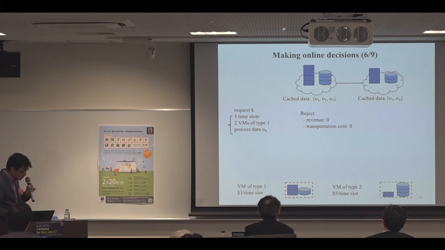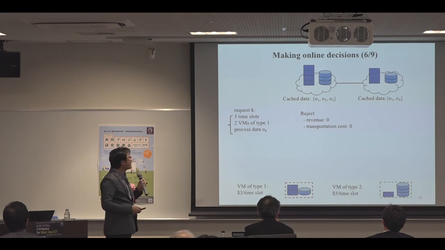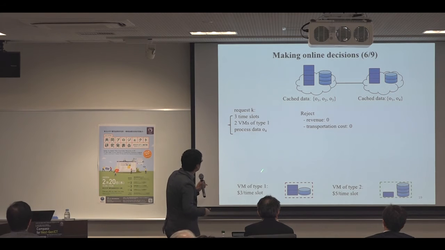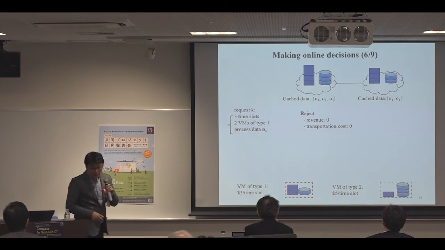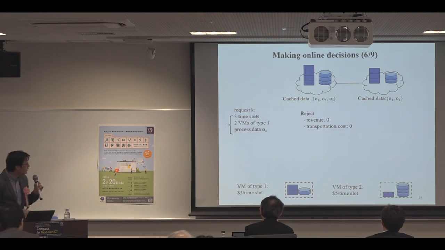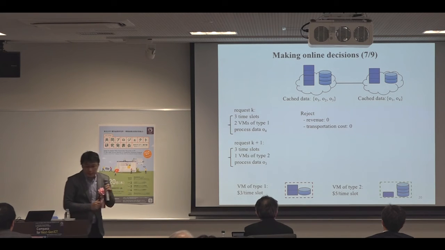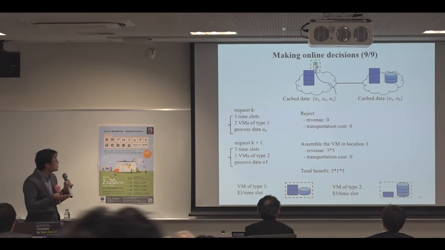Actually, if the provider knows the future, that is to say, if the provider already has the knowledge that a request k+1 will come, it is better for the provider to just reject this request and just allocate virtual machines to this request. So this is the big problem, because you do not know the future knowledge.